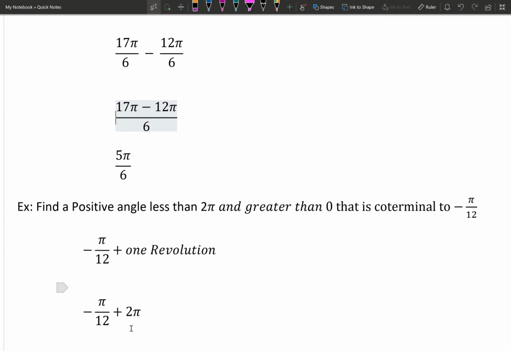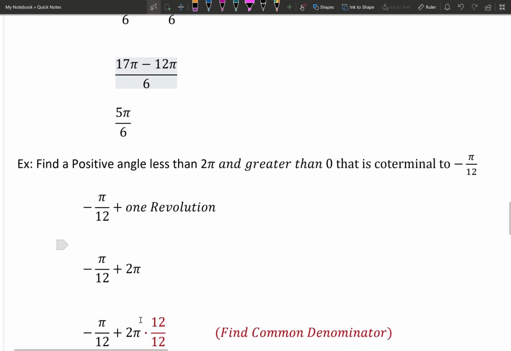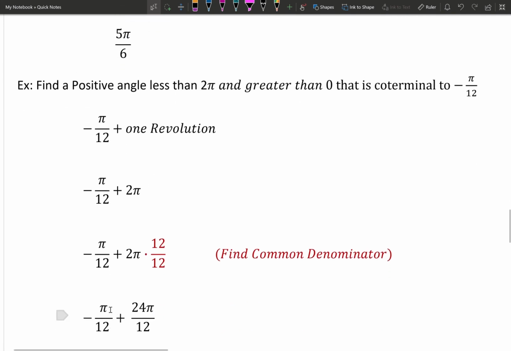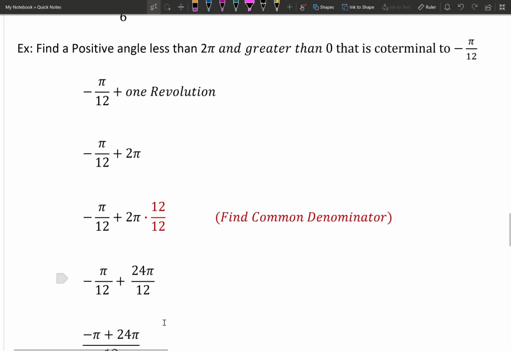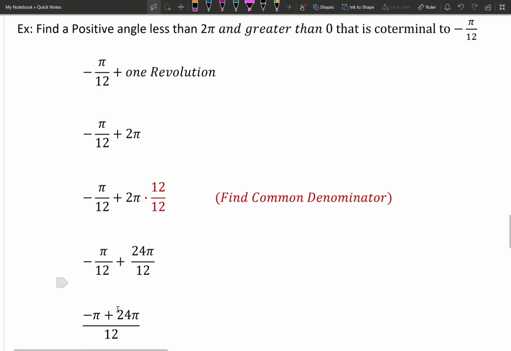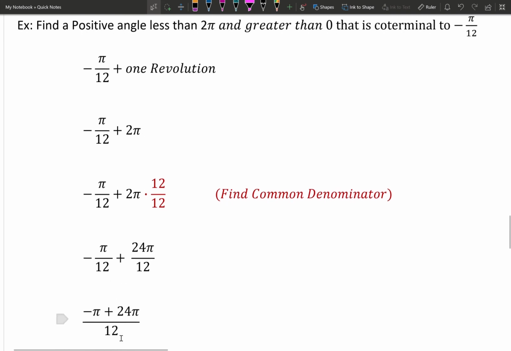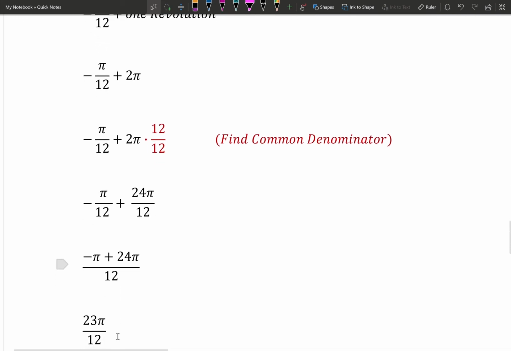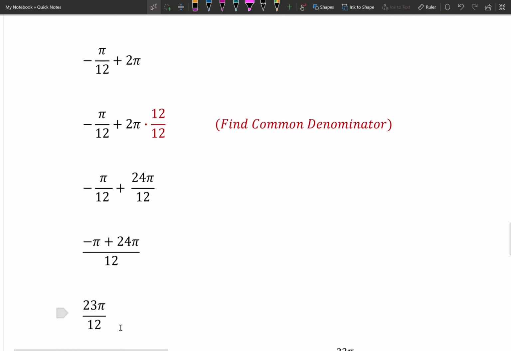I got to get common denominators again. So multiply top and bottom by 12. 2 pi times 12 is 24 pi. So I have minus pi over 12 plus 24 pi over 12. Combine the numerators and make one huge denominator. So 24 pi minus 1 pi is 23 pi divided by 12. So this is pretty much almost exactly like what we just did in the previous example.